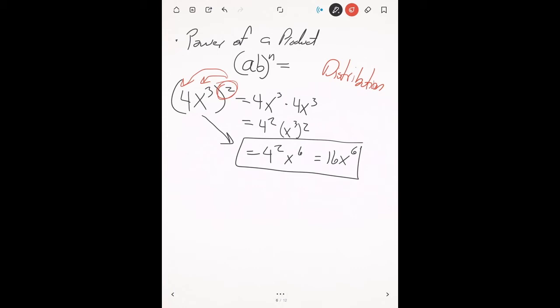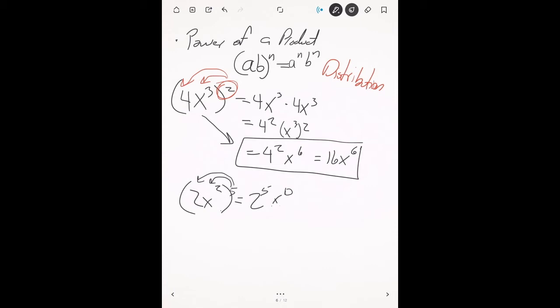So let's try another example. 2x squared, whole thing to the 5th power. Well, that's 2 to the 5th times x to the 10th. That's it. 2 to the 5th times x to the 10th. And all we did was we took that 5, we applied it to the 2, and we applied it to the x squared. Our property says that you can take that exponent and apply it to everything in the parentheses.